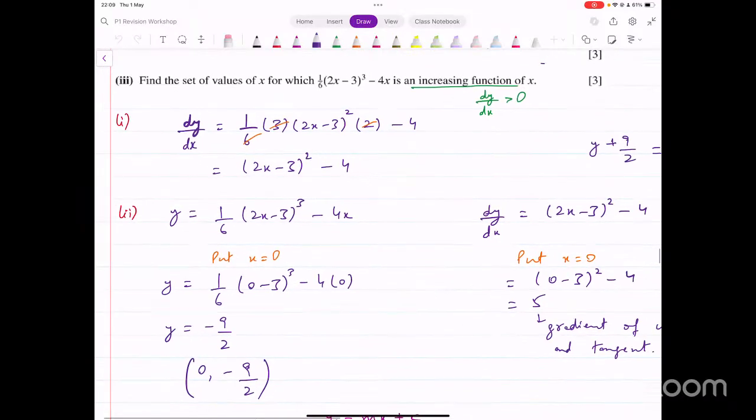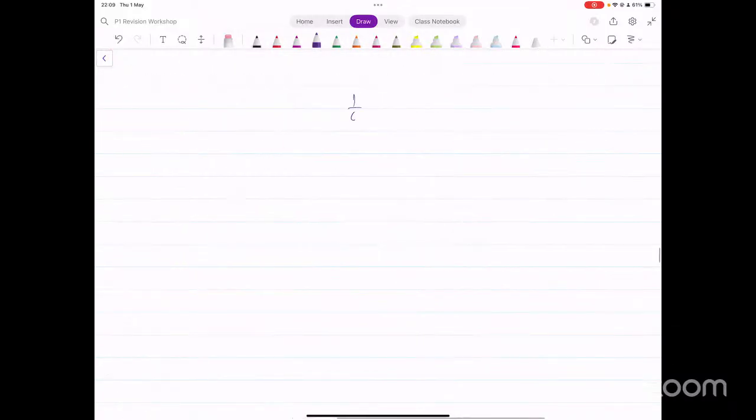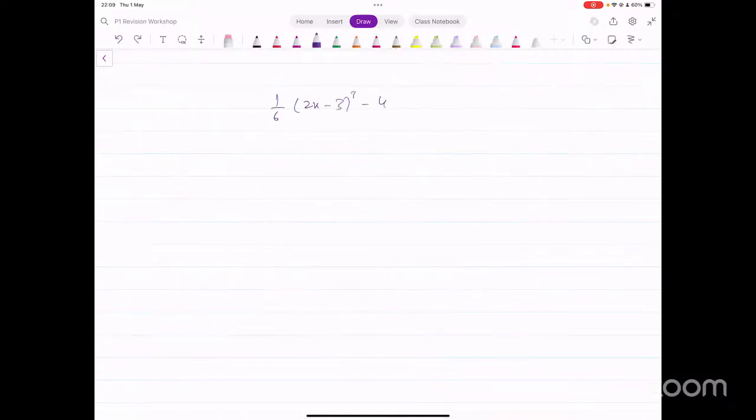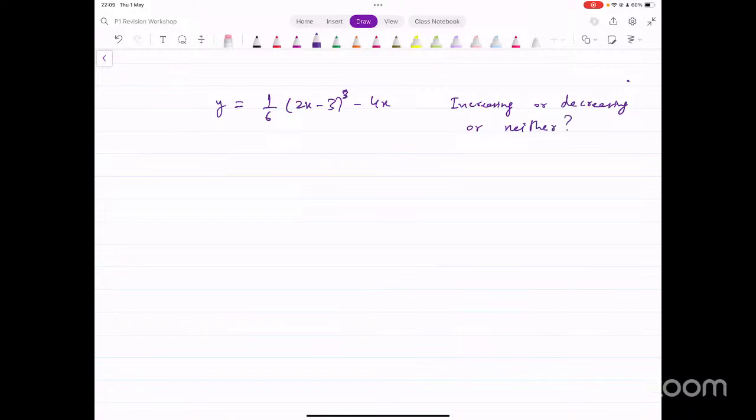Okay, so if you look at this example, if you had a function 1 over 6 into (2x minus 3) whole cube minus 4x. Let's say you had a function like this. What you want to figure out is whether this function is always increasing, or decreasing, or neither. Let's say you had to do that for this function. So we've got this function. We need to figure out if this function is increasing, or decreasing, or none of them. How do you do that?